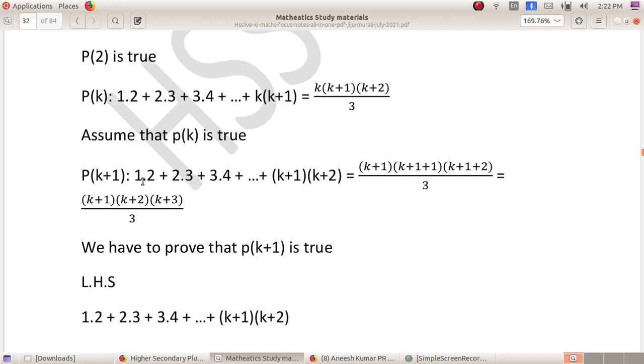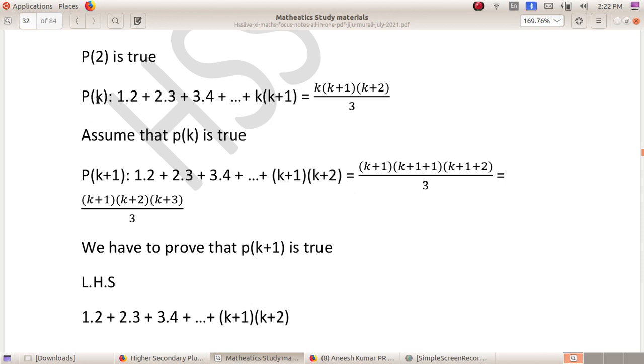Okay, p of k plus 1 is what? 1 into 2 plus 2 into 3 plus 3 into 4 plus etc. plus k into k plus 1 plus k plus 1 into k plus 1 plus 1, that is k plus 2. Okay, p of k plus 1 means what? 1 into 2 plus 2 into 3 plus 3 into 4 plus etc. up to k plus 2, because what?